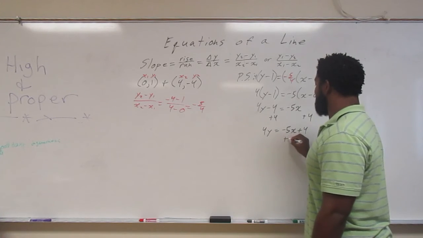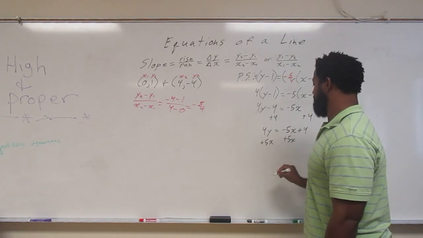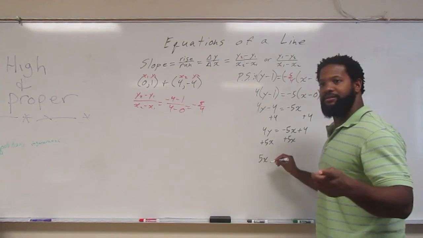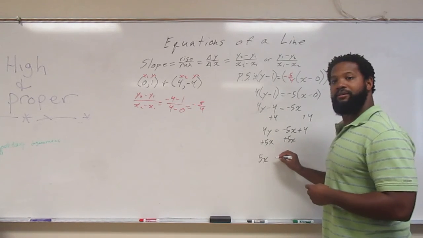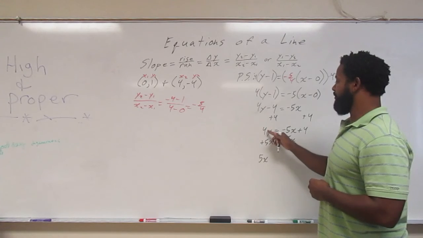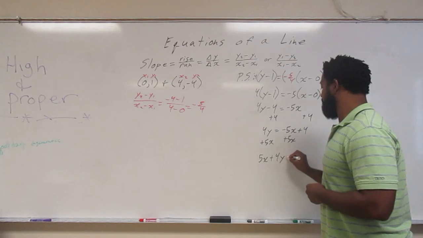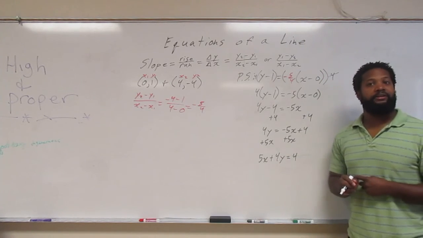And then we add this 5x to the other side. That way, it'll be 5x plus 4y equals 4. Okay? We good so far?